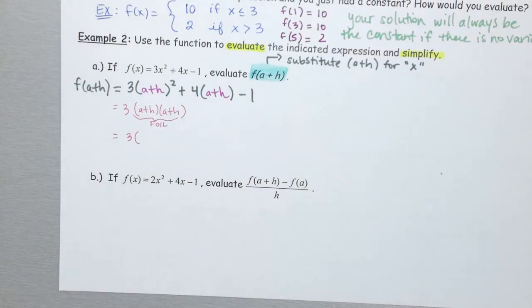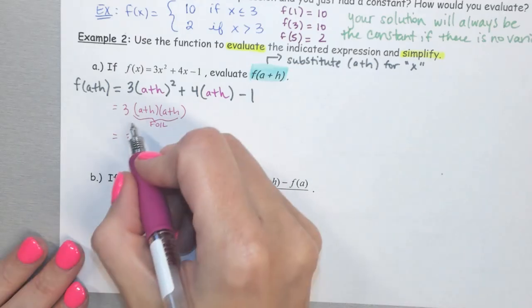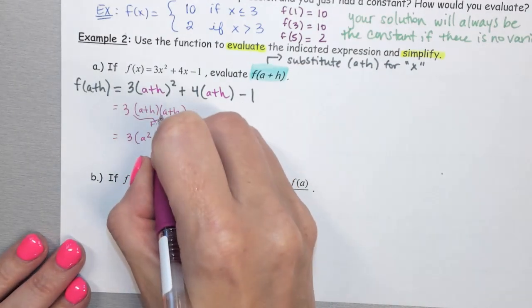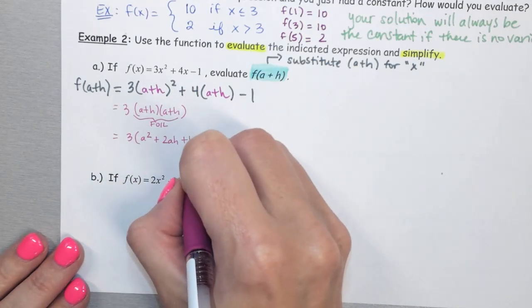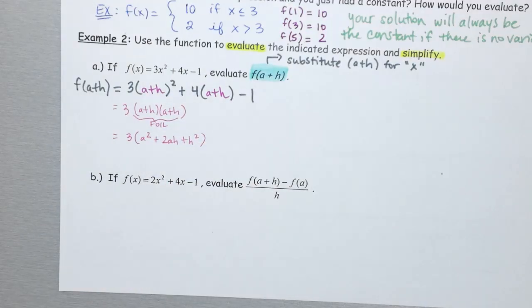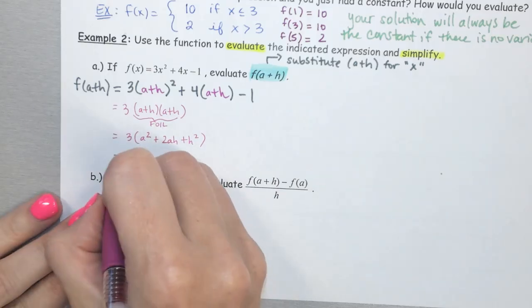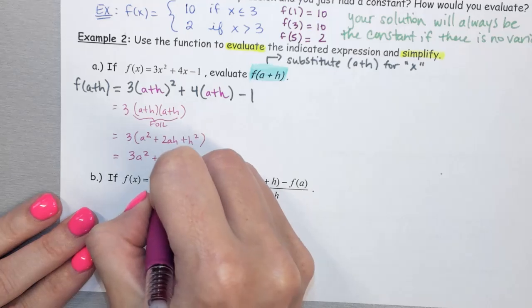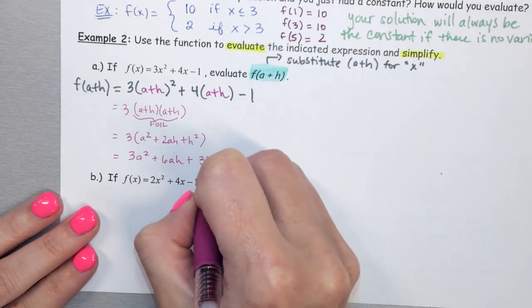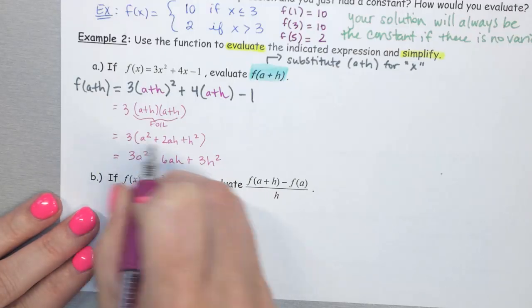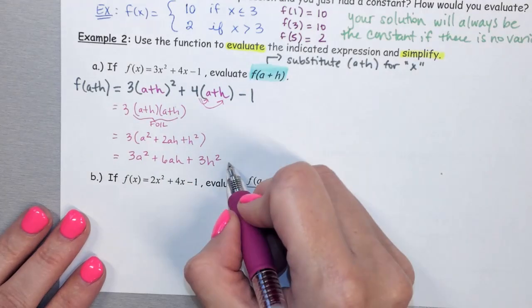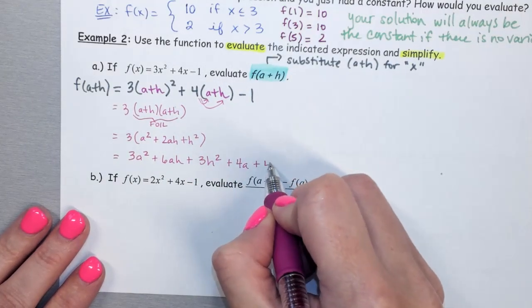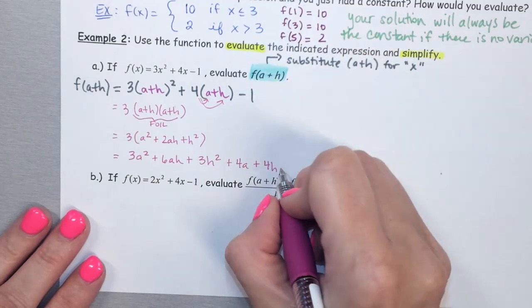So let's do all of that first. If you're FOILing, a times a gives you a squared. a h plus a h would be 2ah. h times h would be h squared. Now we can distribute the 3. So it's 3a squared plus 6ah plus 3h squared, so times 3 on each term. And then the 4 times a plus h, I am going to distribute. I'm just going to put it here, 4a plus 4h. And then don't forget the minus 1.